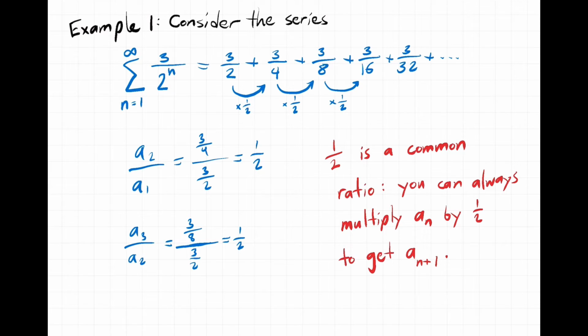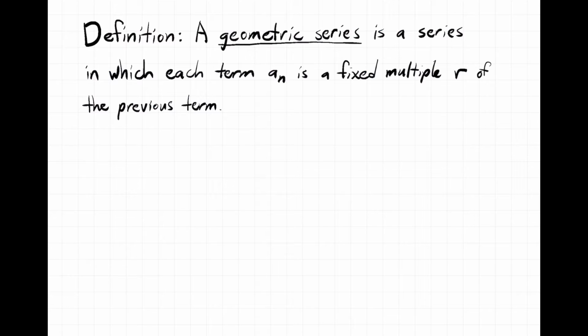Let's look at the definition in particular. So, by definition, a geometric series is a series in which each term, an, is a fixed multiple, we'll call r usually, of the previous term. And that r is called the common ratio. It's the ratio of one term over the previous term.